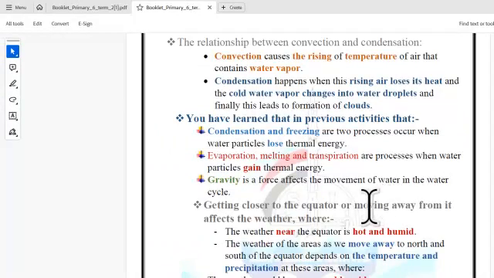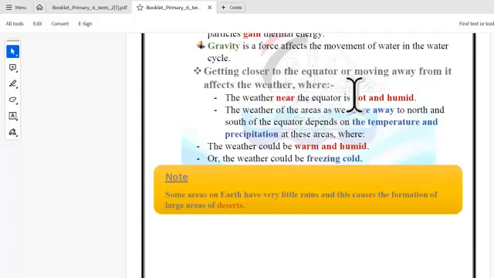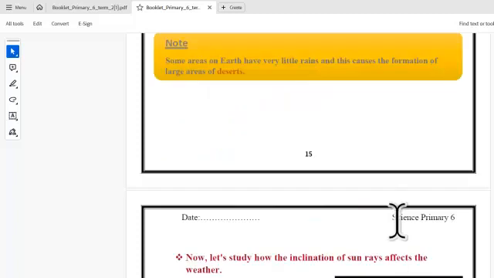Gravity is a force that affects the movement of water in the water cycle. Getting closer to the equator or moving away from it affects the weather, where the weather near the equator is hot and humid. The weather of the area as we move away to north and south of the equator depends on the temperature and precipitation in this area, where the weather could be warm and humid or the weather could be freezing cold. Note, some areas on the earth have very little rain and this causes the formation of large areas of deserts.